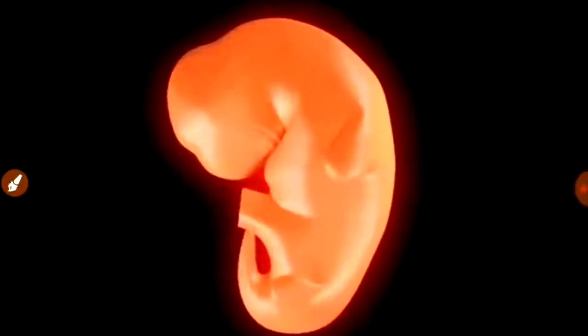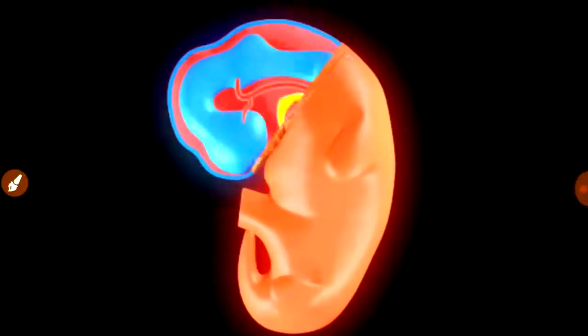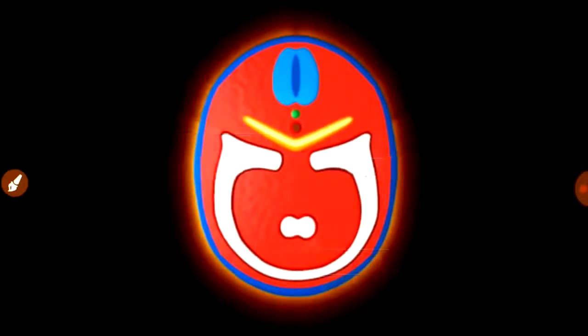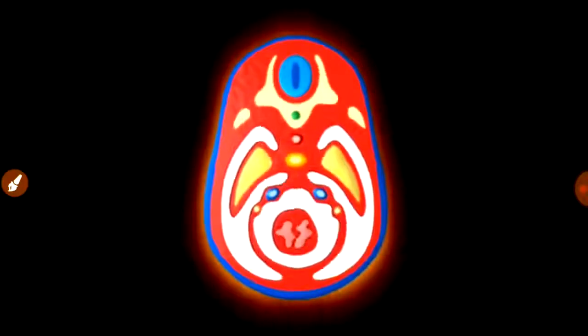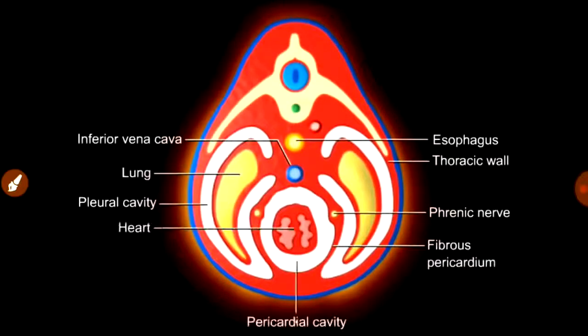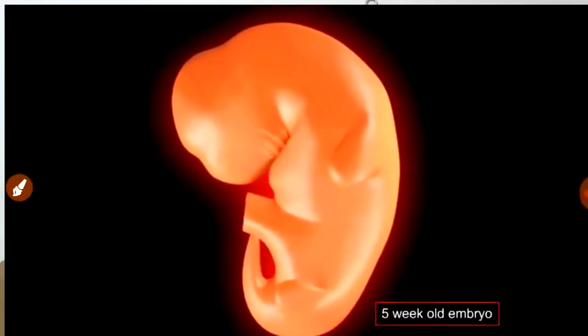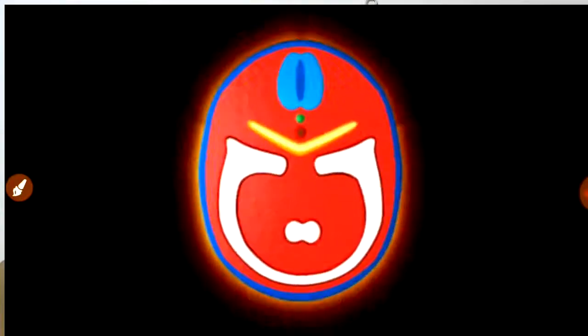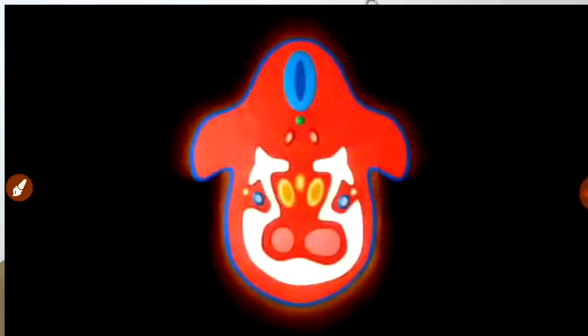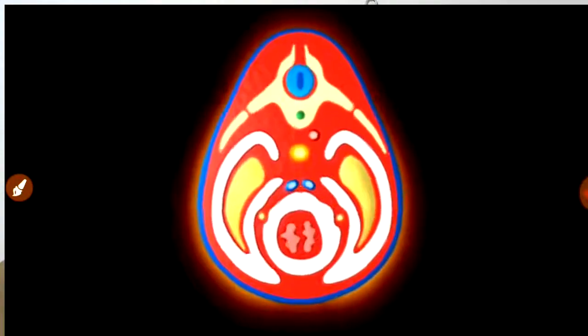The diaphragm descends downwards. What is happening during this period in the thorax? Let us see. This is the cross section. We can see the pericardial cavity here, and the lung buds are formed, and the pleural cavity is also formed. We can once more see the cavity here, the pleuropericardial cavity. It changes in shape and it covers around the lung.